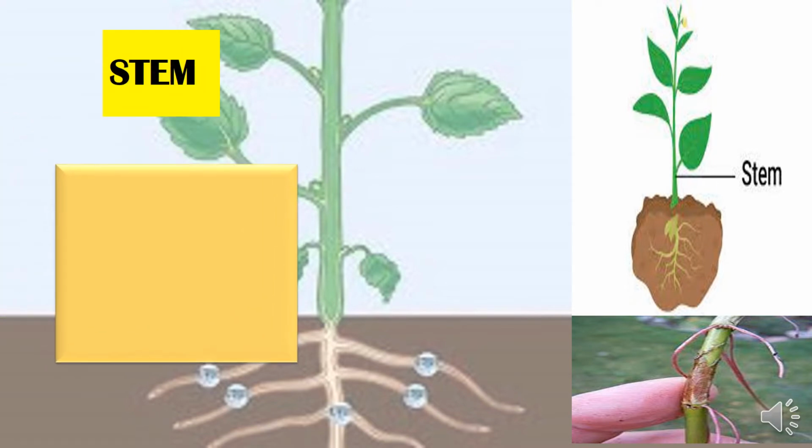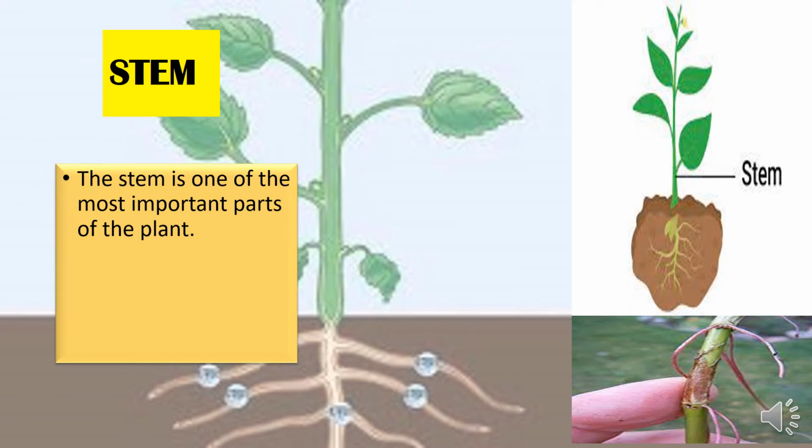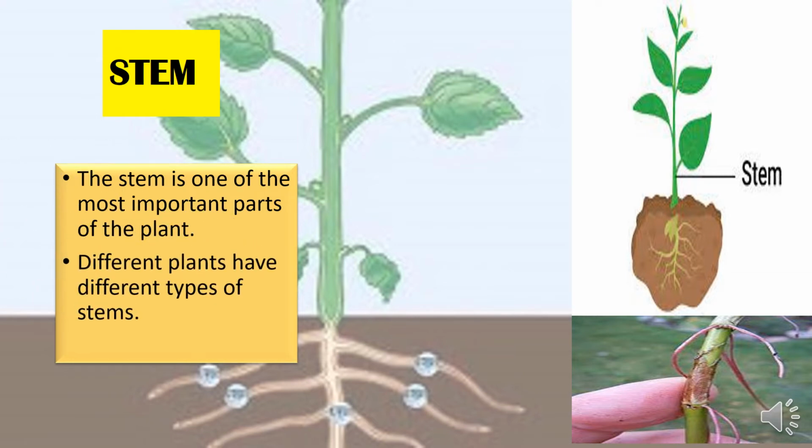So what is the stem and what is the role of the stem? We need to understand that. It is the most important part of the plant because it holds different things. It holds the leaves, it holds the fruits, it holds the plant in an upright position. And different plants have different types of stems.